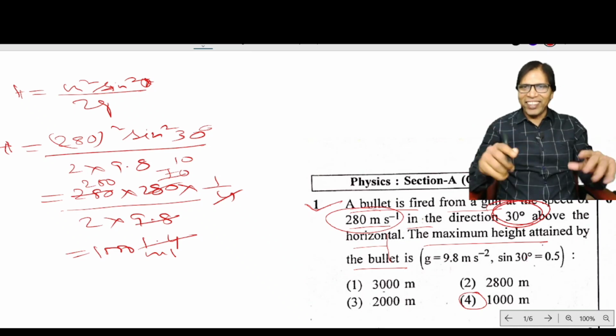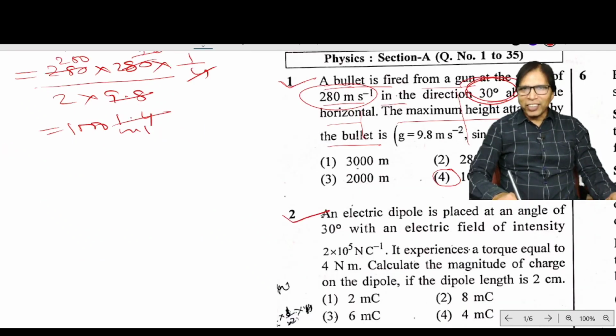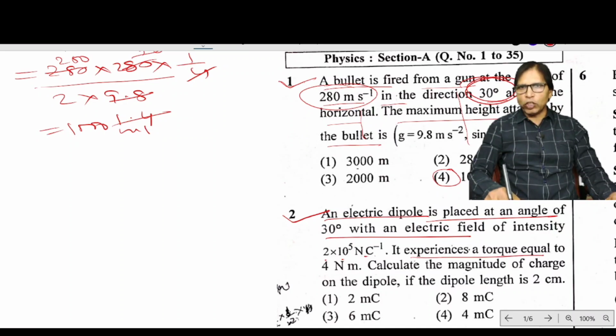Okay, no problem. Next, question number 2. An electric dipole is placed at an angle of 30 degree with the electric field. The intensity is 2 into 10 to the power 5 Newton per Coulomb. It experiences a torque equal to 4 Newton meter. Calculate the magnitude of charge on the dipole if the dipole length is 2 centimeter.